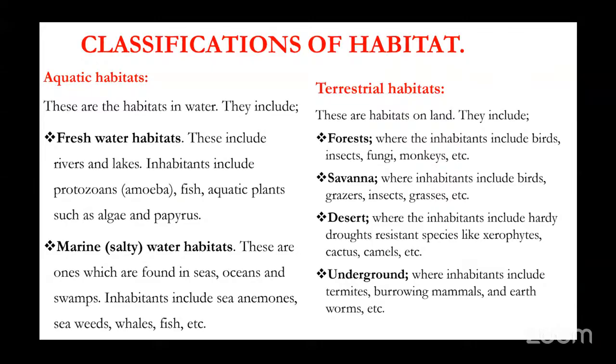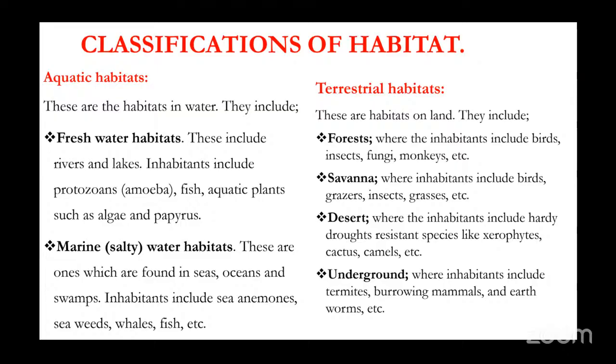Classification of habitats. As we talked earlier on, we have what we call the aquatic habitat. I've explained about that. However, the aquatic habitat is further divided in two. We have what we call the freshwater habitats. The freshwater can include rivers and lakes.